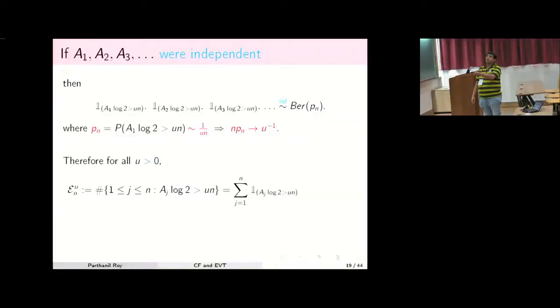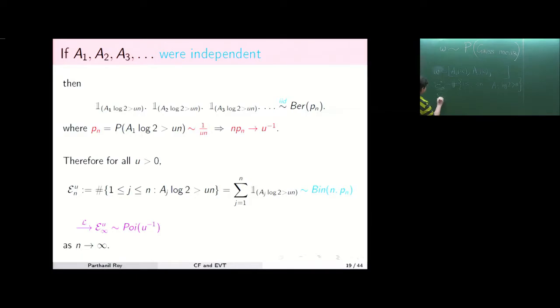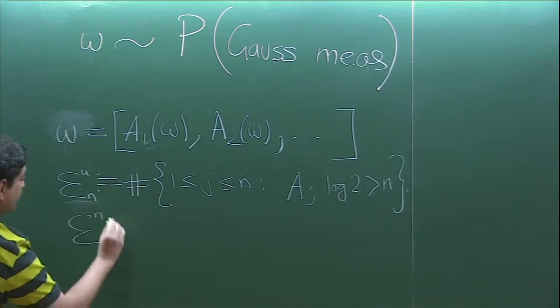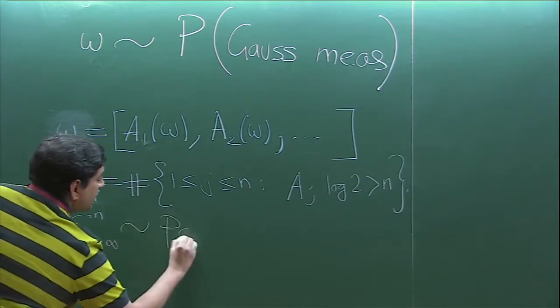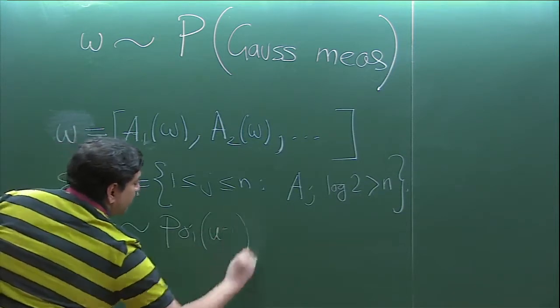And the sum of these indicators, if these things were independent, would have followed binomial. So I'm writing blue here, and blue here to say that these are not true, I'm faking it. However, if this cheating is allowed, then this would be binomial, and n times Pn converges to u power minus 1. So, we know this should converge to Poisson. So epsilon u infinity, taking the limit as n goes to infinity, follows Poisson with parameter u power minus 1. Let's write these things down.